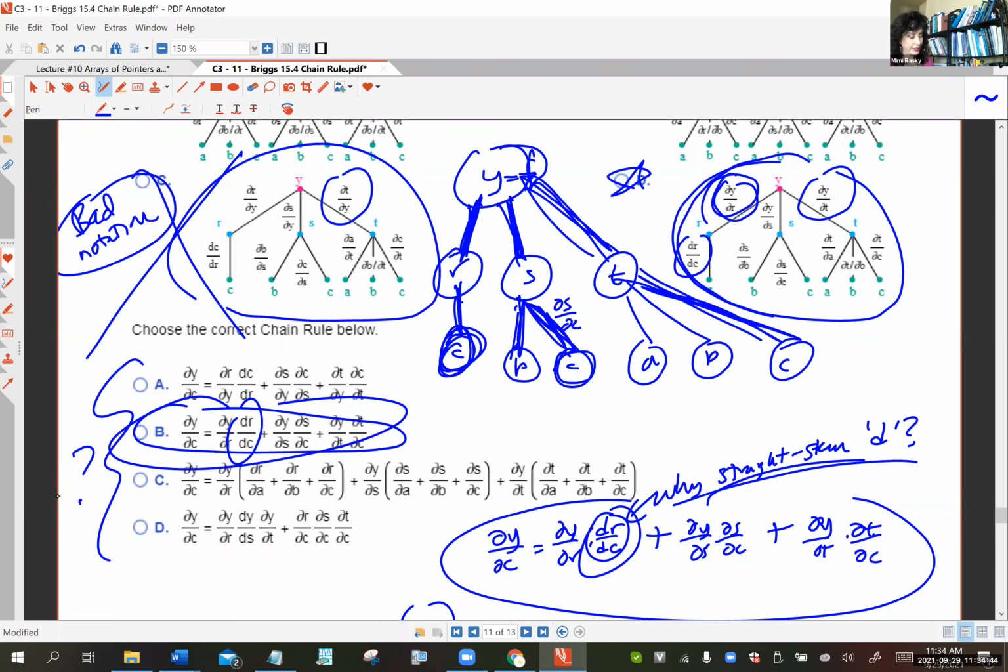Letter C, good God, that's a hot mess. Forget that. Letter A is not okay because this dc dr should have been dr dc. That was a big baddie. Letter D, you don't need 3 factors here to drill down into your c. That's too much. Okay, that doesn't mean you'll never do it. If you had a 3-layer tree, you would need terms that had 3 factors to drill down your tree, okay?